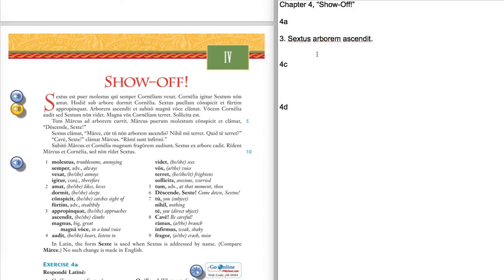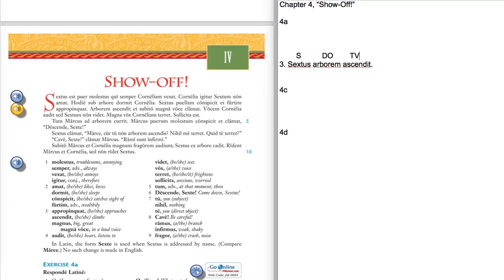ascendit. Now, once again, Sextus, subject. Ascendit means climbs or goes up. We obviously get the word ascend or ascent from this verb here. And what does he climb? He climbs the tree. So here we have a direct object. So if I were to sort of diagram this sentence for you, this would be the subject. This would be the direct object. And this is called a transitive verb.